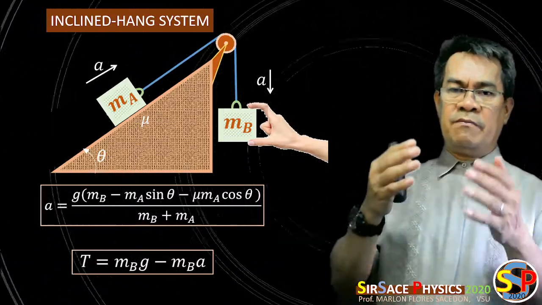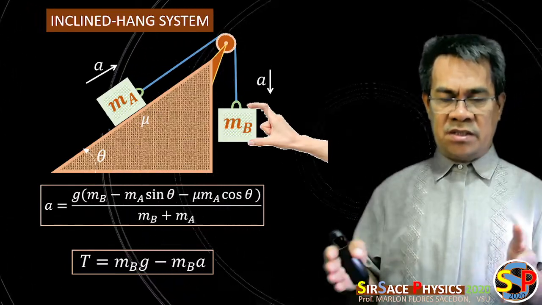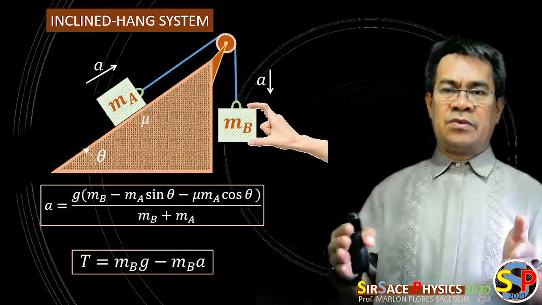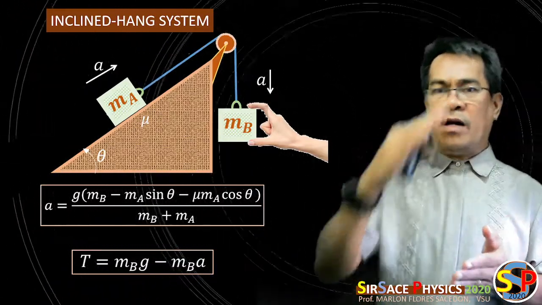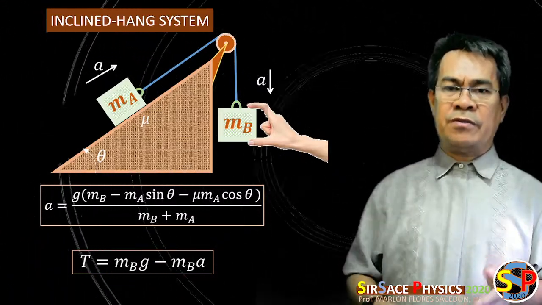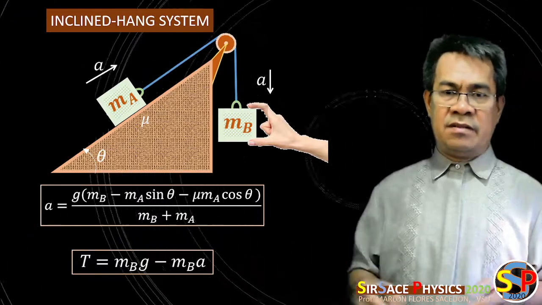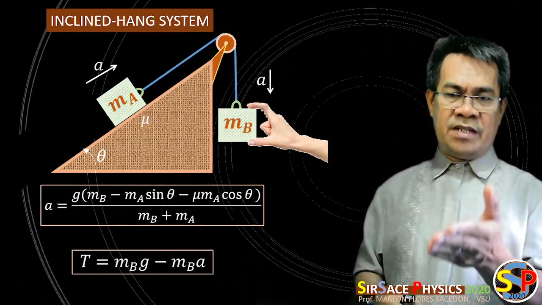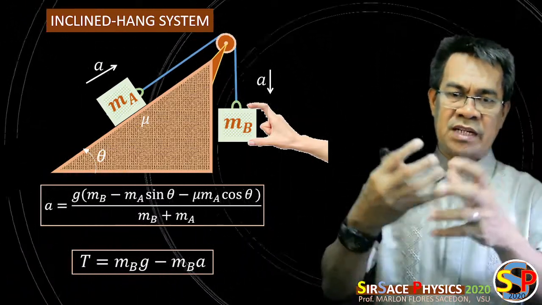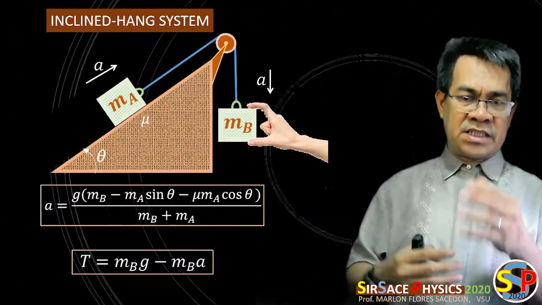Now if you have a positive result, meaning if the answer is positive, then it is true that object A will move up and B will move down. Now if the answer is negative, then it signifies that this formula is not applicable. We need some revisions.